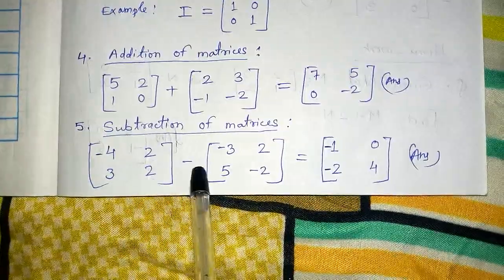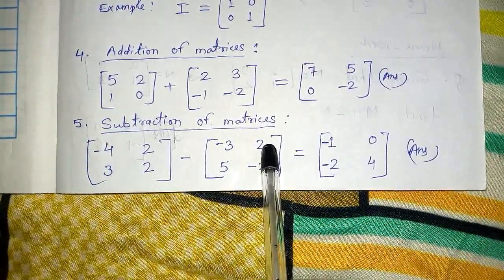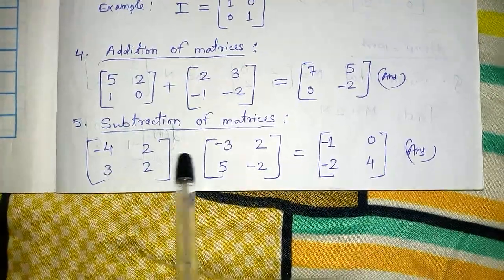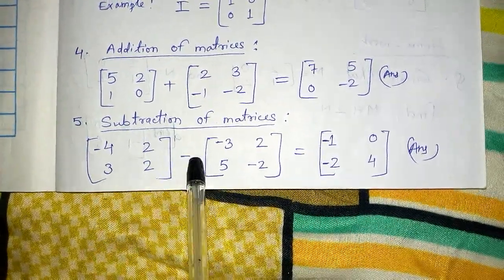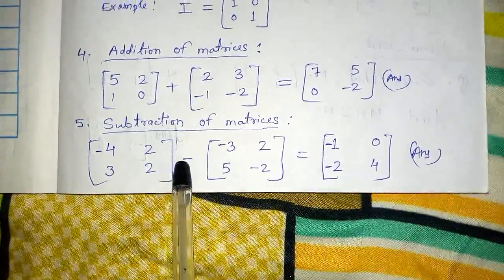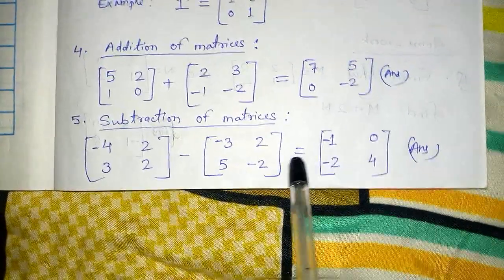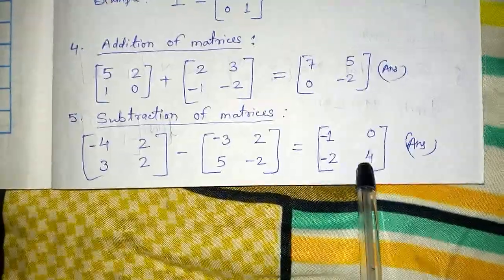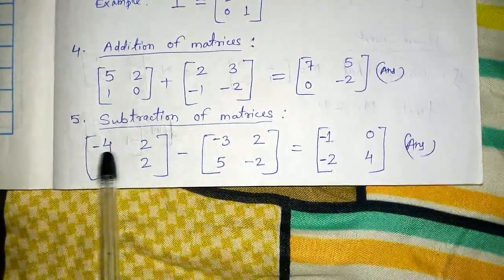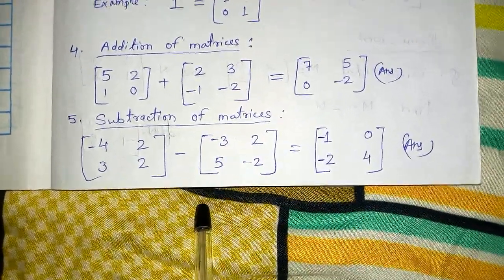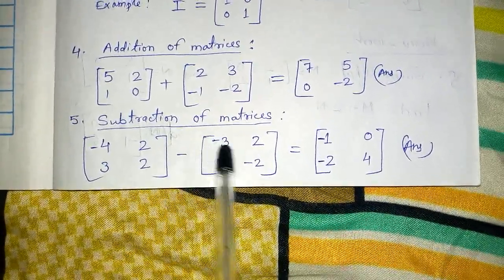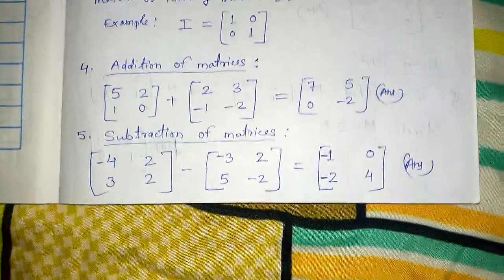Now 2 minus 2 is 0. Now 3 minus 5 is minus 2. Again here minus into minus is plus, so this became plus. Now 2 plus 2 is 4. So the same positions have to be added or subtracted. In subtraction, this minus multiplies with the minus inside also and becomes plus.